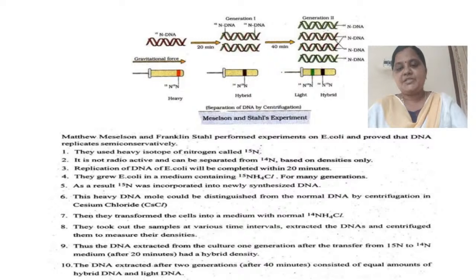And in the second generation, the DNA extracted after 2 generations, that means after 40 minutes, consisted of equal amounts of hybrid DNA and light DNA. See in the diagram, the second generation, after 2 generations, after 40 minutes, it consists of equal amounts of hybrid DNA and light DNA. It is now proved that DNA replicates semi-conservatively.